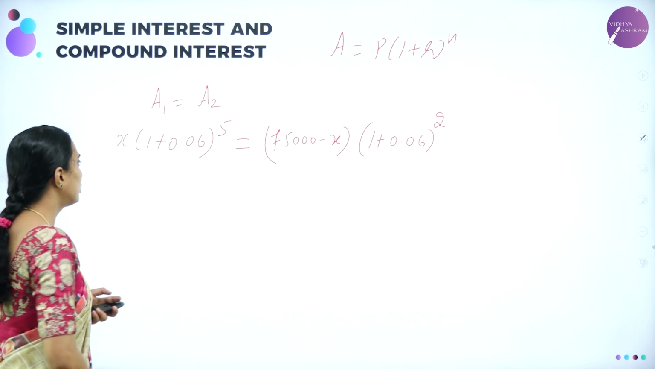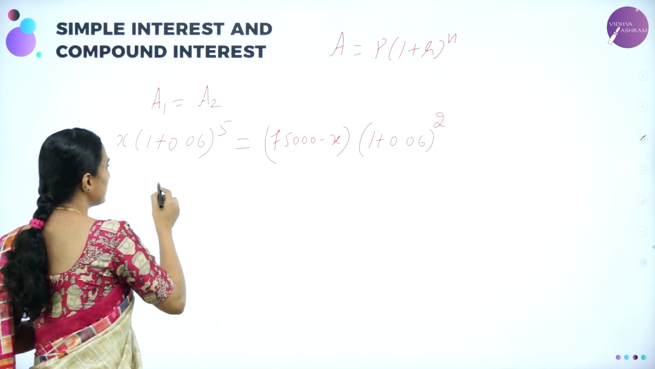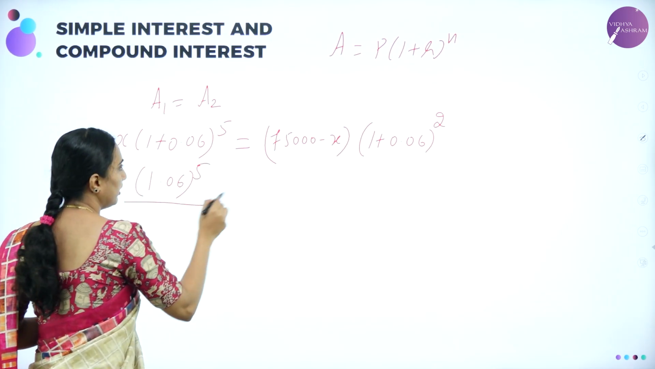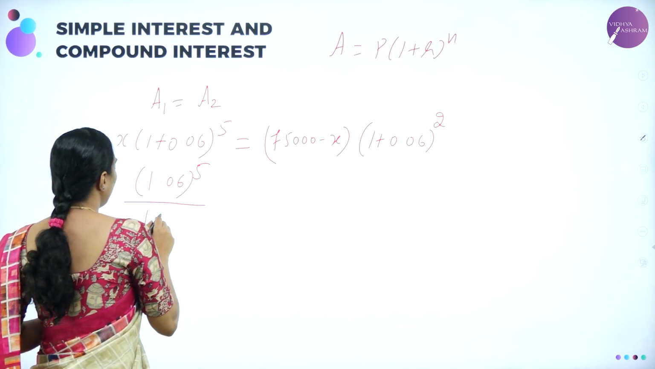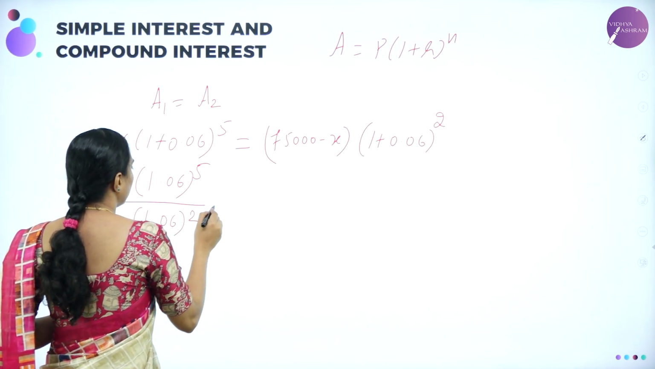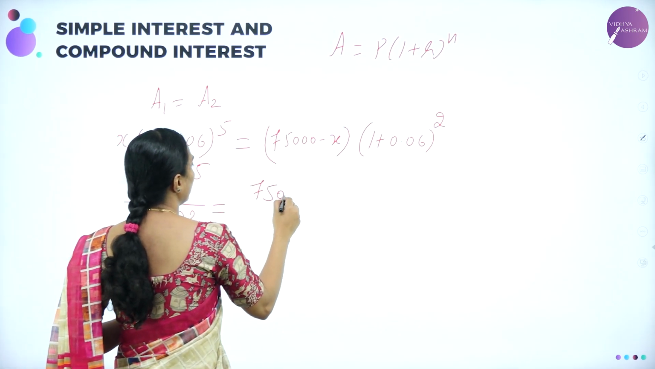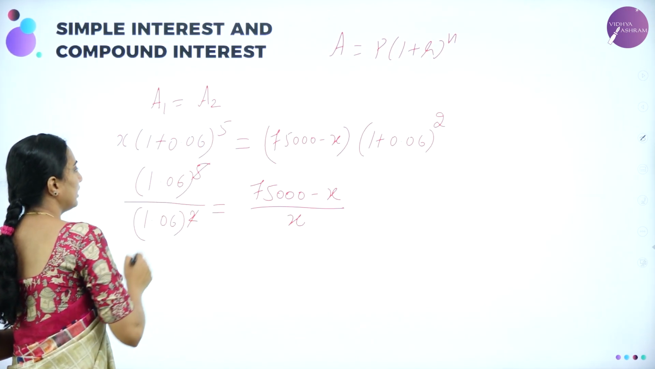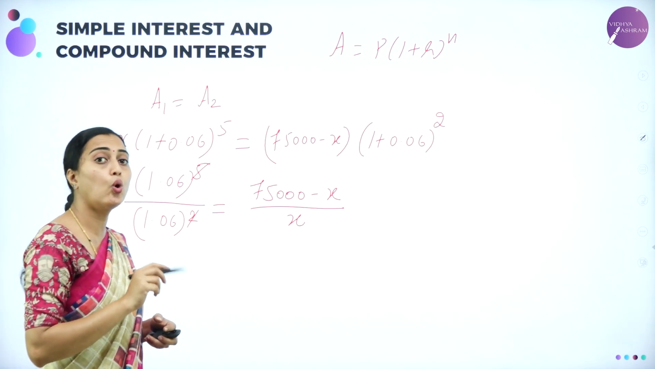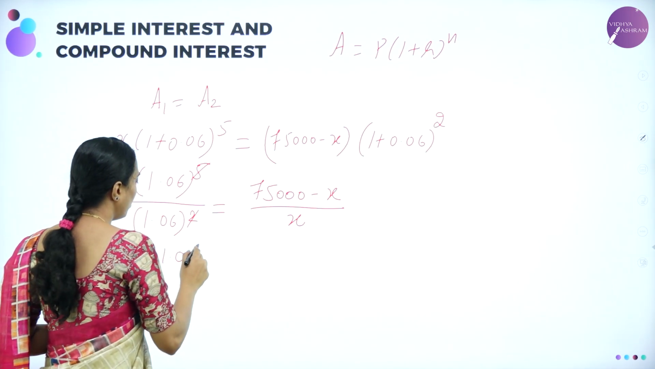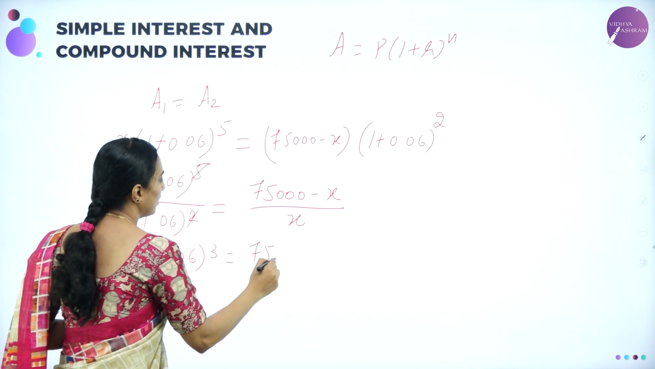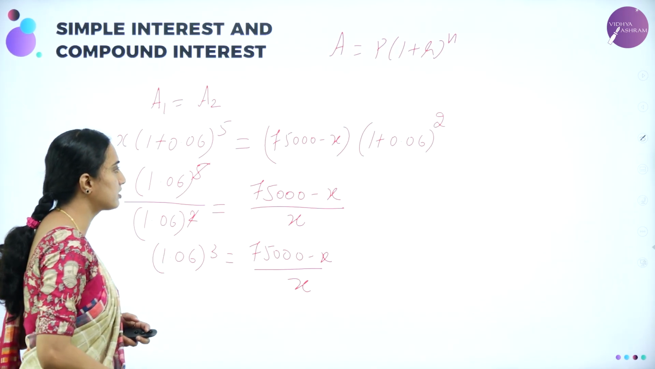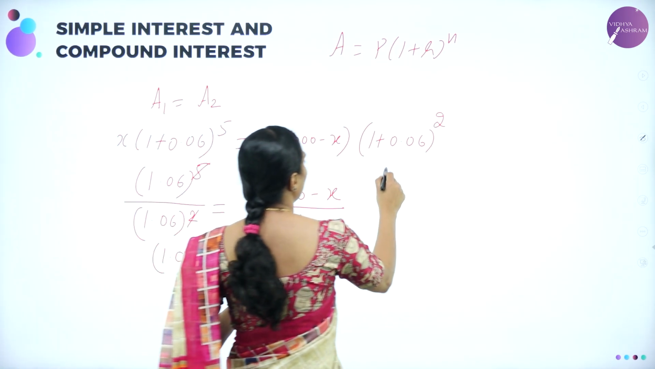So to the power of 5 is there; let me calculate from this side. 1 plus 0.06 is 1.06, whole to the power of 5, divided by 1.06 whole squared, is equal to 75,000 minus X divided by X. Now this term will get cancelled. You are going to remain with 1.06 whole cube, which is equal to 75,000 minus X divided by X. So therefore, let me calculate this.